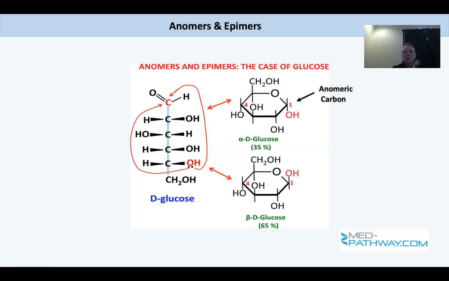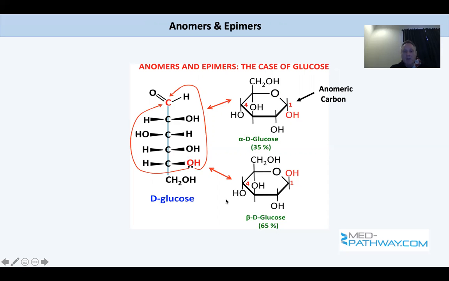So the difference between alpha D-glucose and beta D-glucose is that they're called anomers, which are a special type of epimer, which means they're also diastereomers. Now, what you see here is that the amount of alpha and the amount of beta D at equilibrium is not 50-50, but rather the alpha is less than the beta, which is 65%.